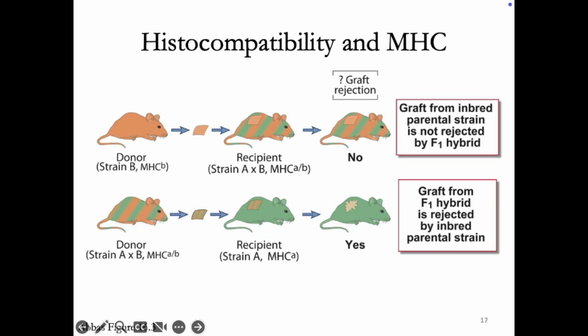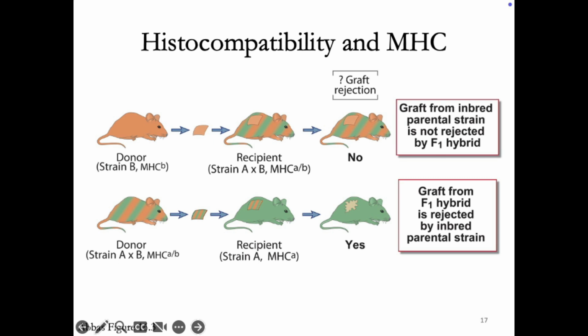And this is actually how they discovered the MHC genes in mice. It was the major histocompatibility complex, whether or not tissues are compatible. This is how they found MHC in mice.